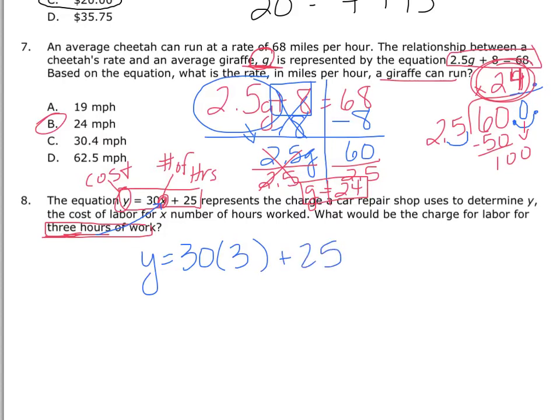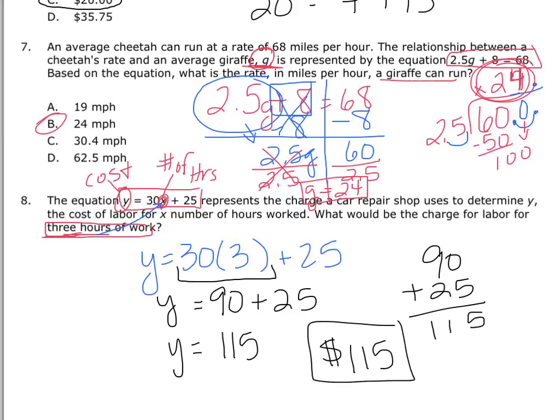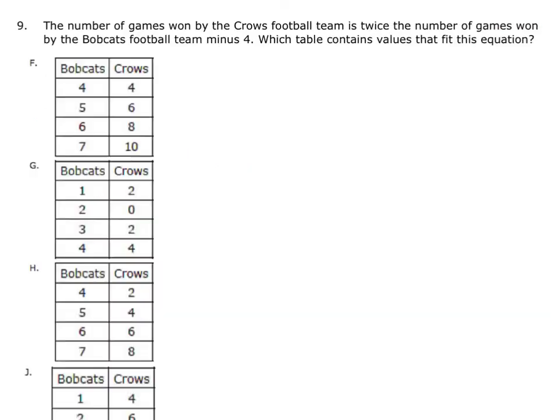So now I am going to do order of operations, so I multiply first. 30 times 3 is 90. And then bring down the plus 25. So then I do 90 plus 25 is 115. So my y equals 115, which stands for the charge. So it's going to be $115. So there's that one. Number 9.